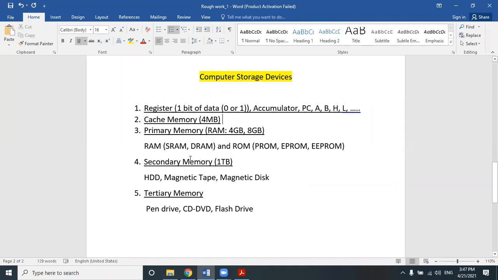Its pronunciation is like cash, like money. The pronunciation is cash, but its spelling is different, cache. So cache memory is a very small but very fast memory. Obviously you can understand that its speed comes just after the register. It is also one of the costliest memories, and its cost comes just after the register, right?